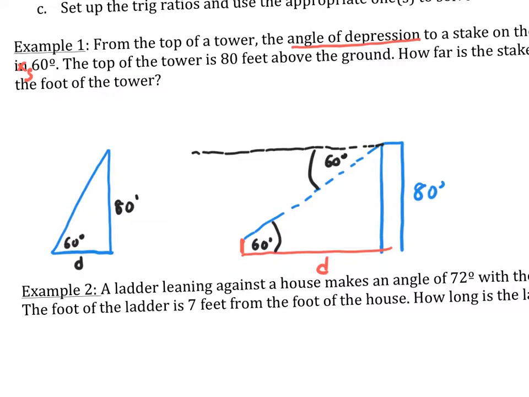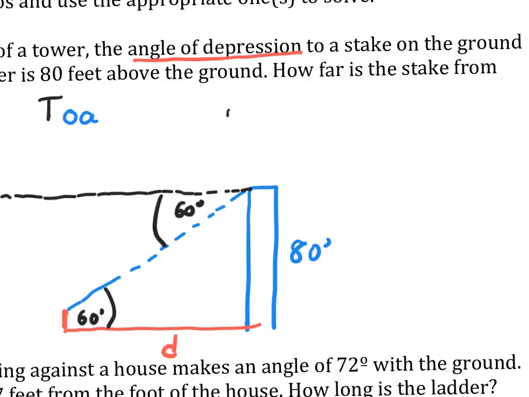Let's just go ahead and figure out which sine, cosine, or tangent we need. Relative to this angle right here, this is my opposite, and that is my adjacent. So opposite, adjacent, so that means I'm going to use tangent. So the tangent of 60 degrees is equal to the opposite 60 feet over the unknown distance.